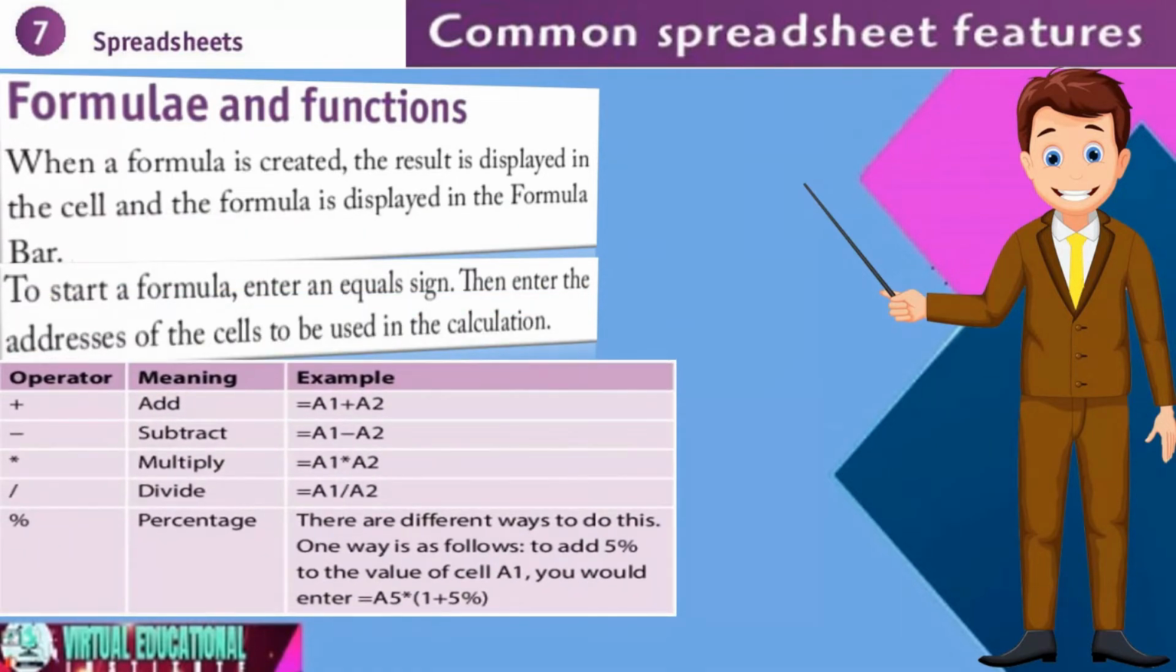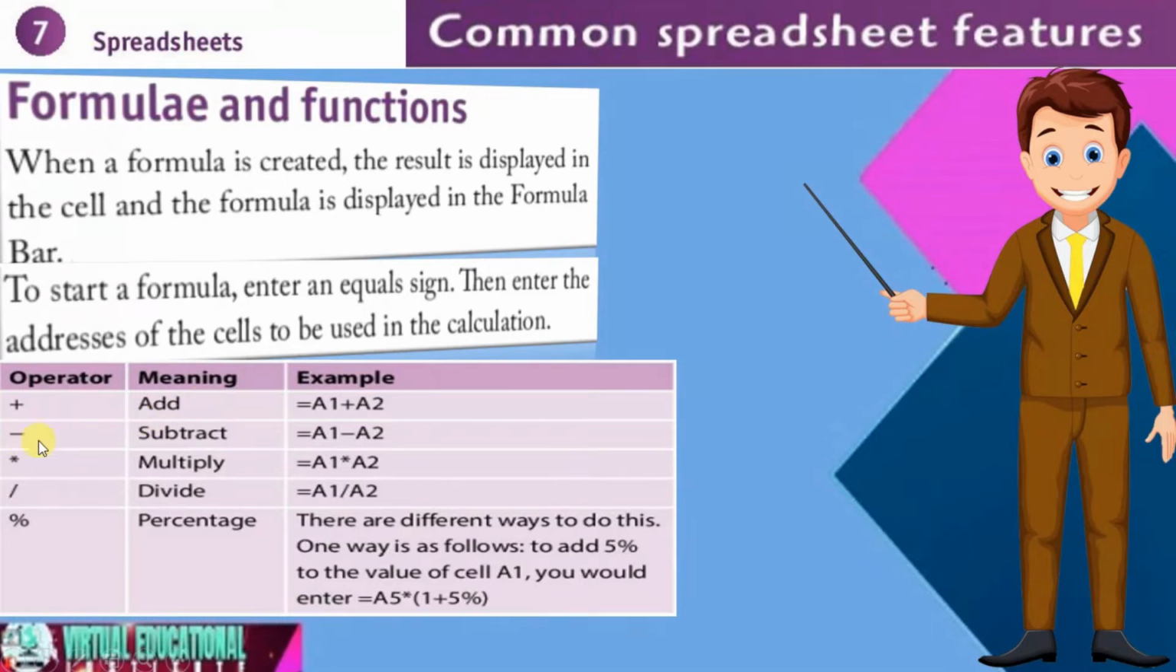Now, let's look at some arithmetic operators that you will be using inside of the spreadsheet, and their meaning and example. So, here we're seeing the plus, and it means to add, and here is an example of how it is used. And you realize that we have the equal sign, which is the first thing in the formula. We have the cell, the operator, and the other cell that you are adding.